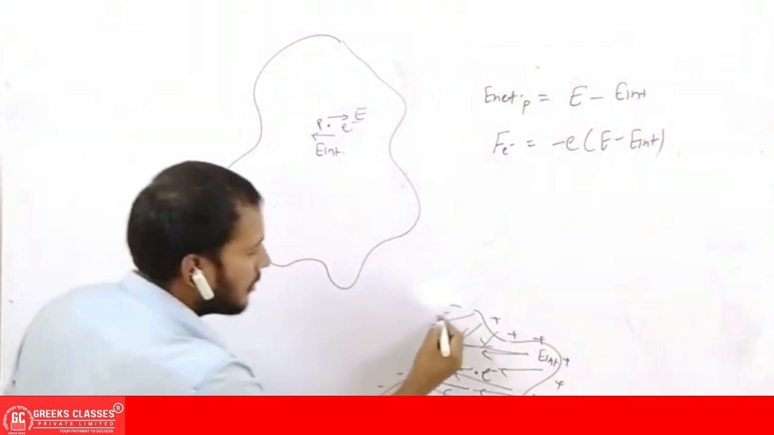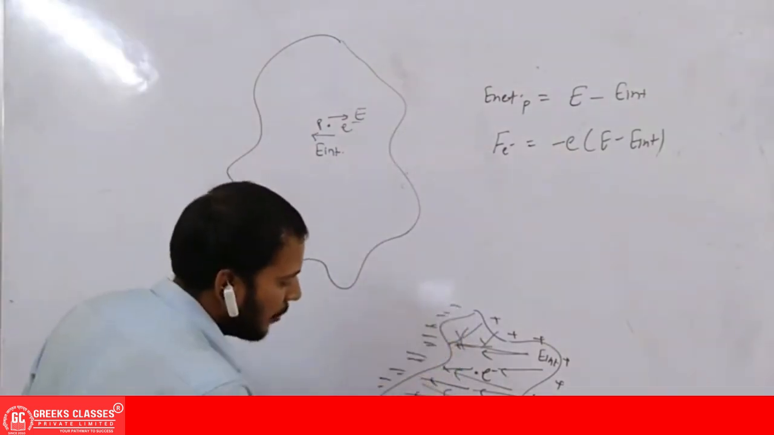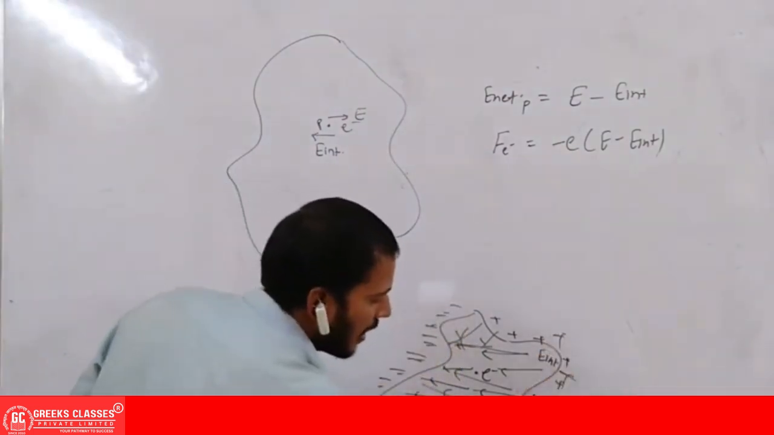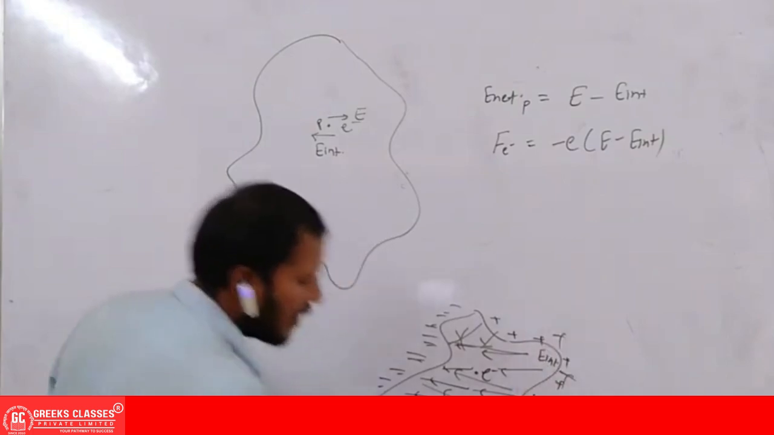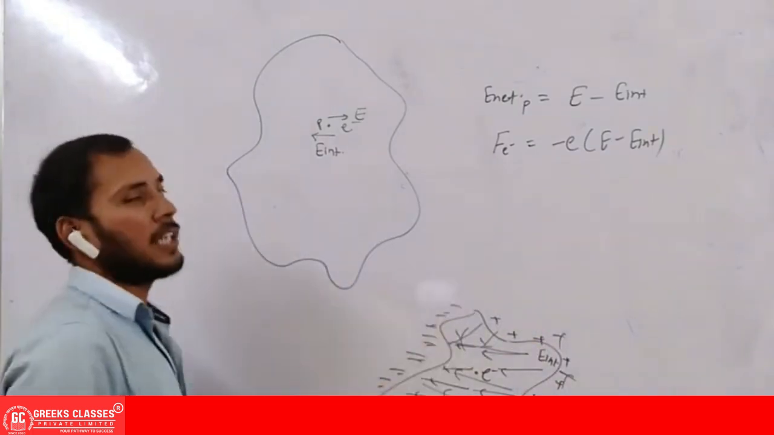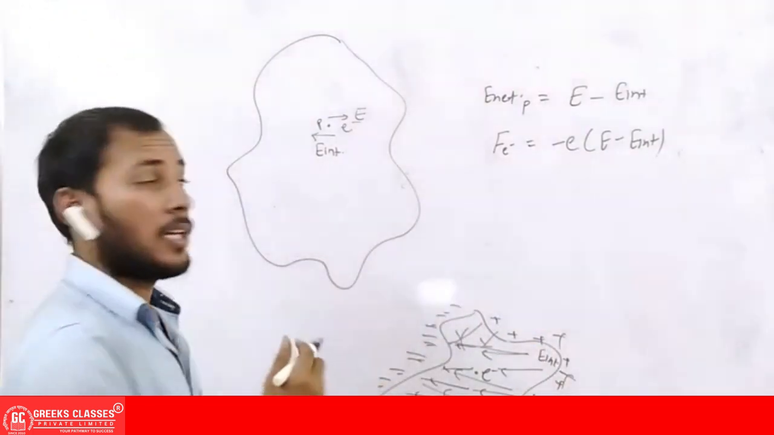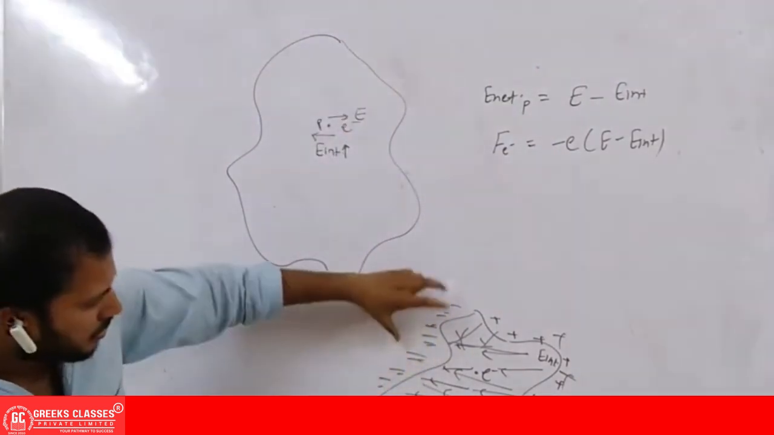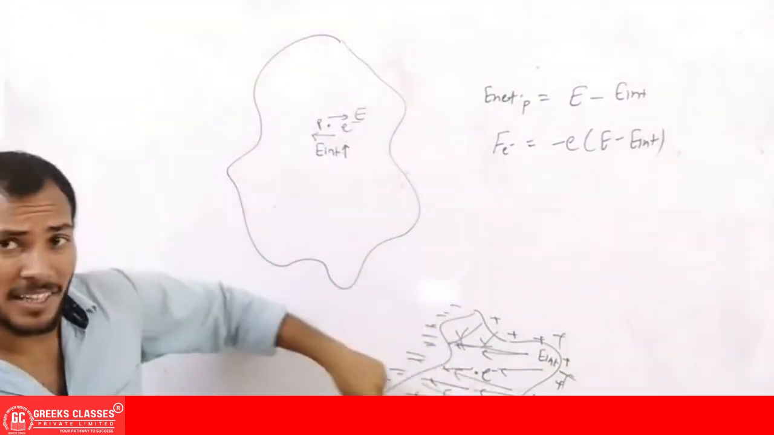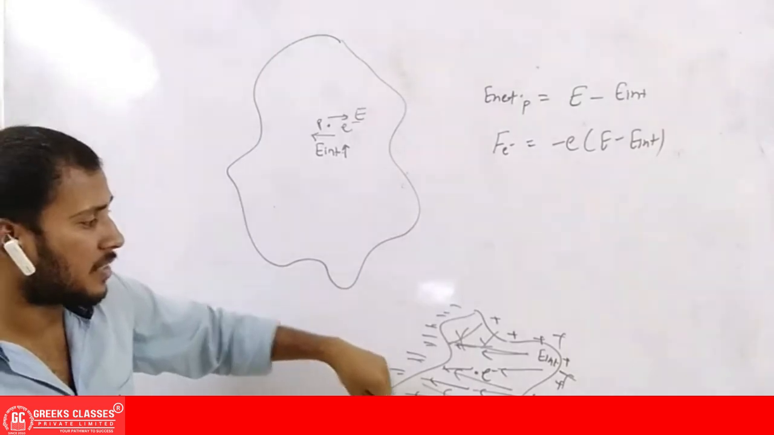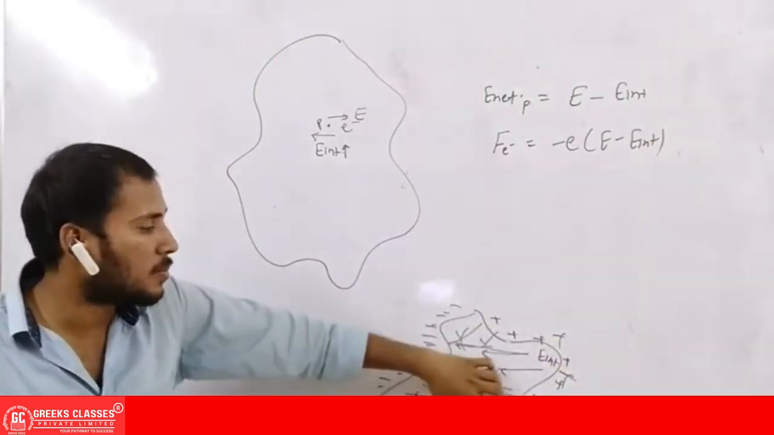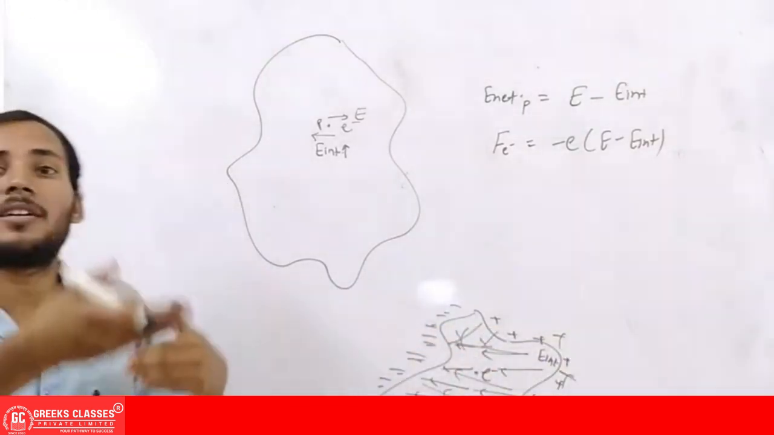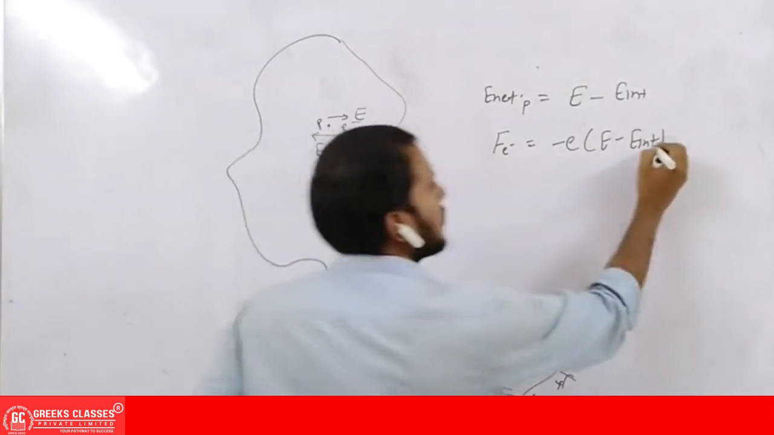Further, the negative charge density will keep on increasing, and the positive charge will keep on increasing on the other side, negative charge on this side. So the value of E internal will increase. Why? Because these negative charges create a denser electric field, and this positive charge also creates a denser field. So the value of E internal will keep on increasing.